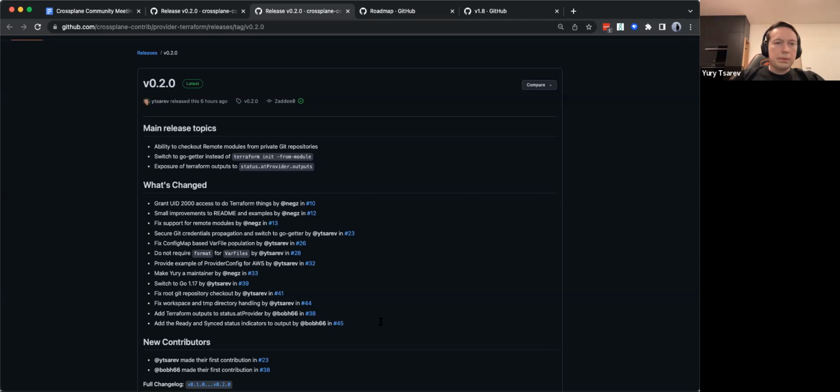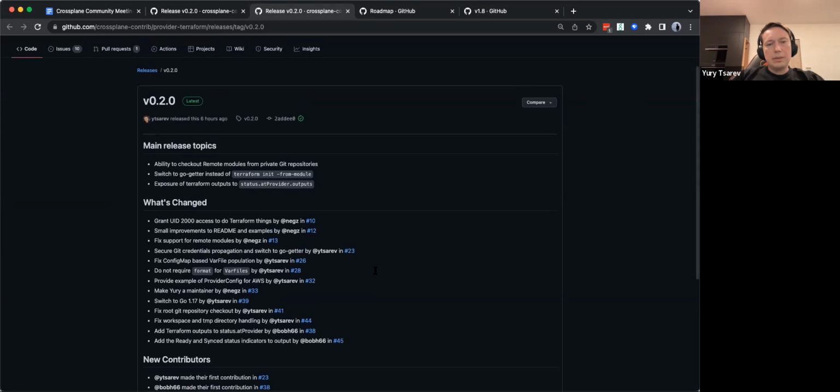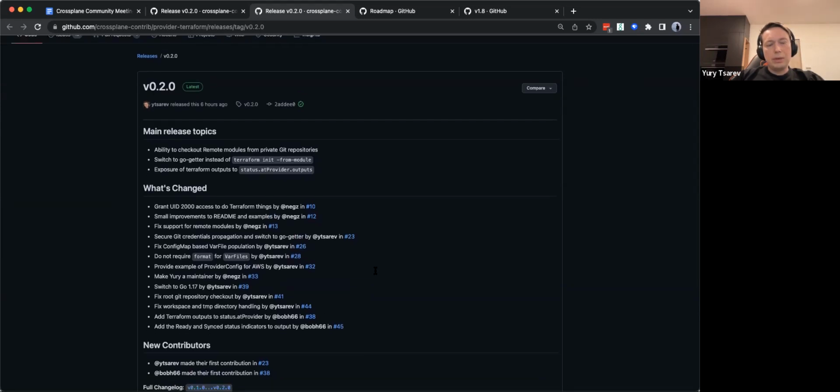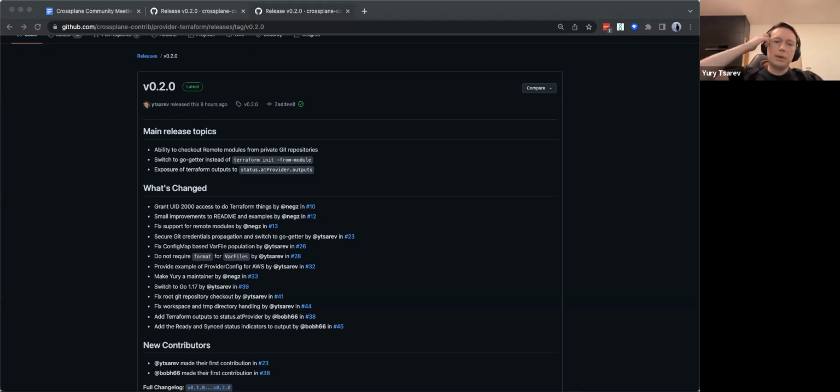Yeah, sure. So v0.2.0 was released today. It reflects a pretty large amount of work that was done on this provider, and it's currently in a much more consumable state than the previous release. So we can check out private Git repositories. There is a much more reliable fetching mechanism. We have exposure of Terraform module outputs right in the status, and a bunch of bug fixes on the stabilization of the provider. So basically, we got some interest from the community in this provider.